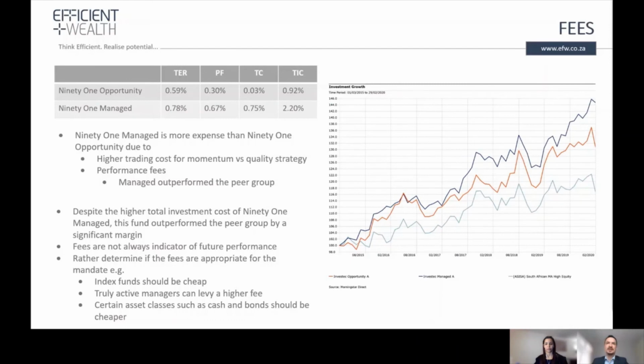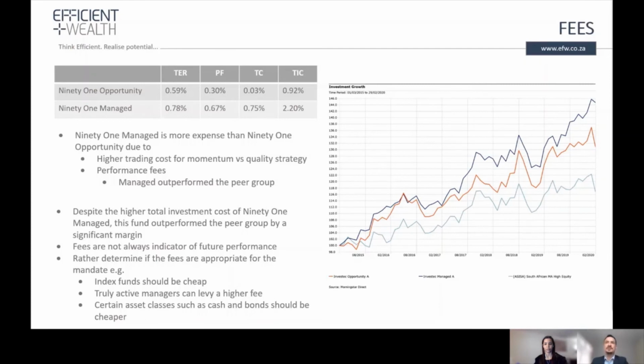The 91 Managed Fund outperformed the Opportunity Fund, and therefore the performance fee of Managed is slightly higher than Opportunity. Both funds outperform their respective benchmarks, and that's why there's a performance fee. Transaction cost is higher for Managed because they follow a momentum strategy, so they are more active in their fund, and therefore there's a higher cost involved in buying and selling of the stocks.